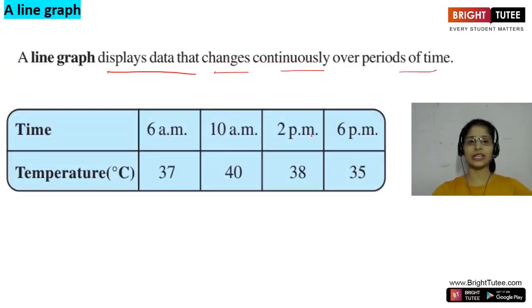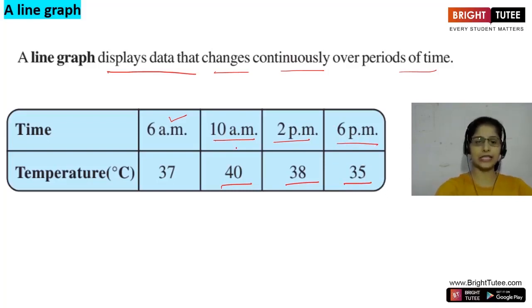It keeps on changing. Either there would be an increase or there would be a decrease. Right? So here if you see, there is a table given. Time is given, like at 6 a.m. the temperature is 37 degrees centigrade or Celsius. Then at 10 a.m. it is 40. At 2 p.m. it is 38. At 6 p.m. it is 35. Now we have to represent this in the form of a linear graph.